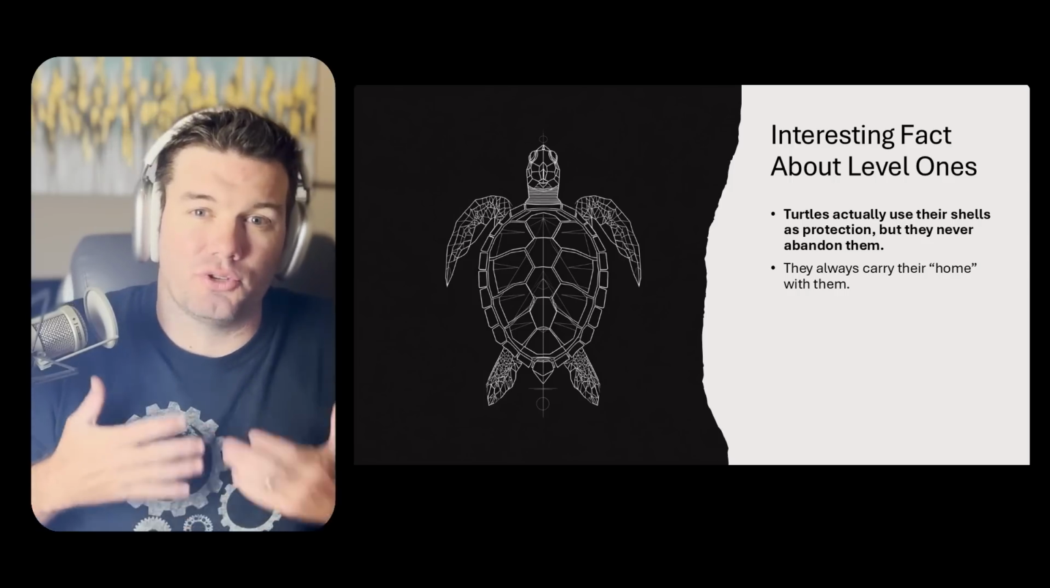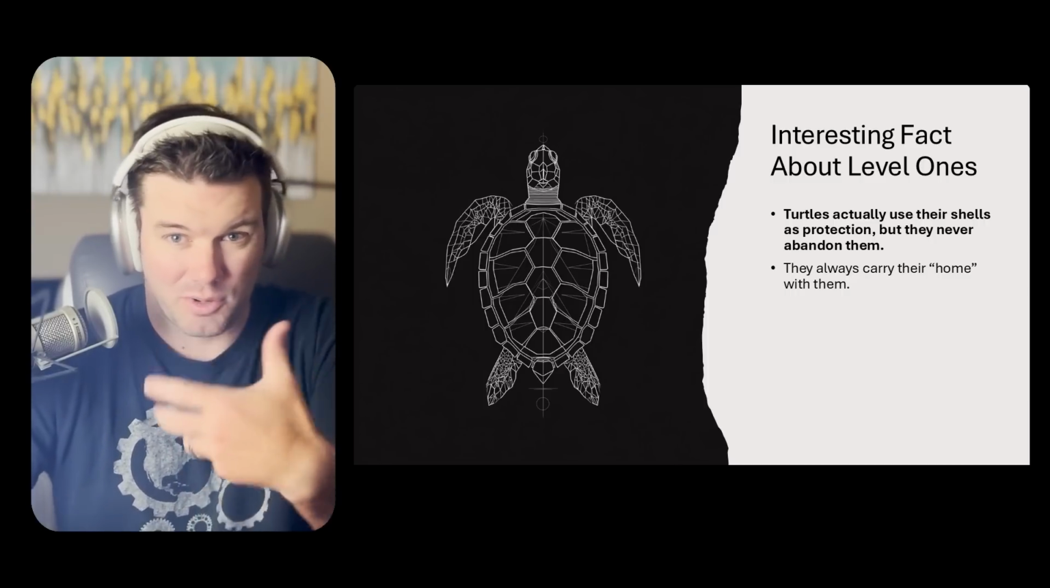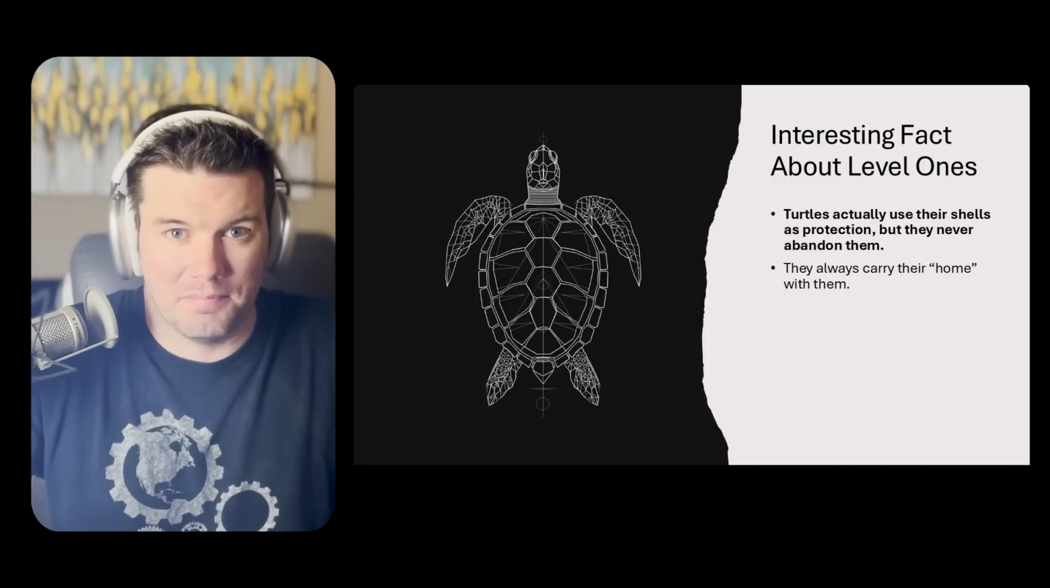But there is one more rather interesting fact about level 1s. Turtles actually use their shells as protection, but they never abandon them. They always just carry their home with them. For level 1 avoidance, it's actually the same. Their instinct is to retreat into themselves when closeness feels risky, but they don't cut ties with the relationship. They don't run away permanently. They just retreat into their inner shell until they feel safe enough to come back out. That distinction matters because it shows their withdrawal isn't rejection, it's regulation.